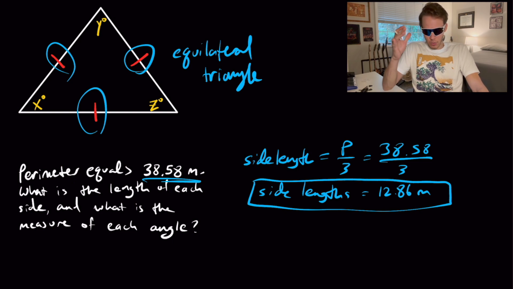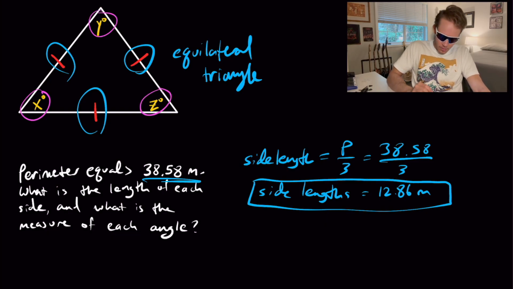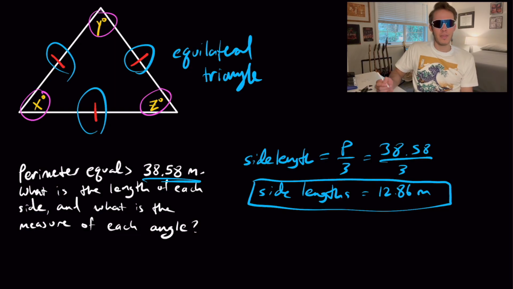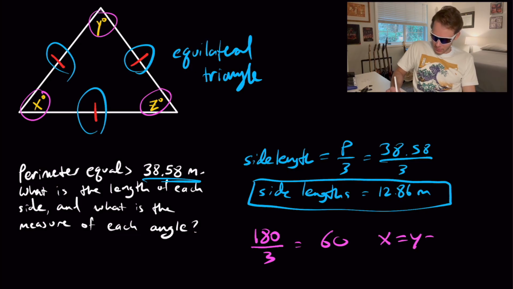But remember, in an equilateral triangle, not only are all 3 sides equal length, but the angles are all the same value. So similar to how I solved for the side length, I could do that with the angles, right? I know that when I add all these angles up, I'm going to get 180. And since all 3 are the same measure, I can just divide that into 3 equal parts and get 60. So we could say that angle X is equal to angle Y, which is equal to angle Z, and all 3 of those are equal to 60 degrees.